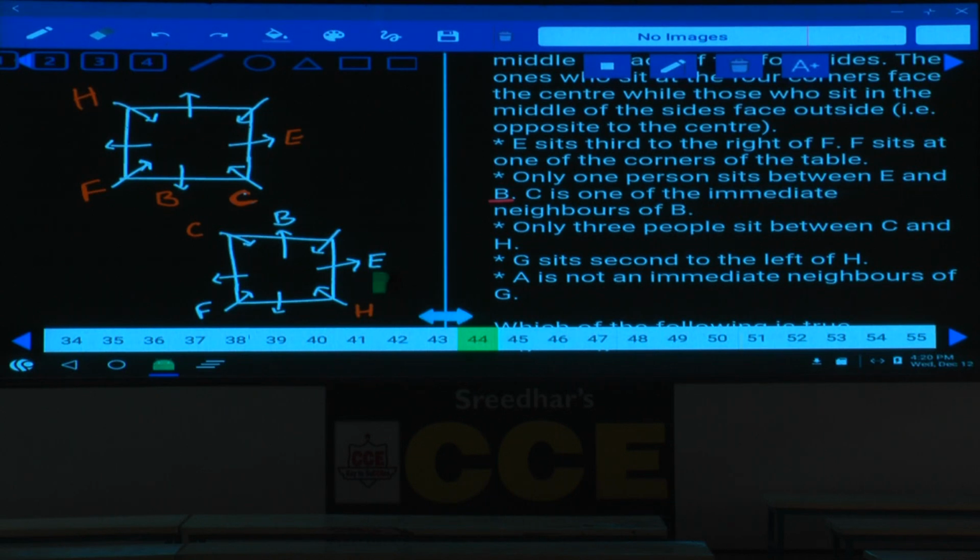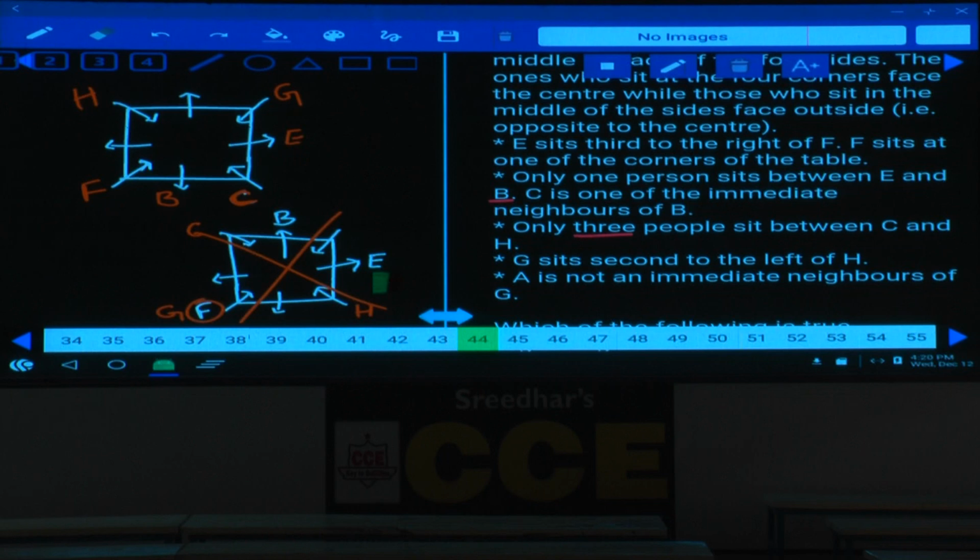Only 3 people between C and H. And G sits second to the left of H. G is seated second to the left of H, hence in the first case G will be here. And in the second case, G sits second to the left of H, G and F must be in the same place, which is not possible, isn't it? And the second case is completely ruled out. Now we are left with only one case.